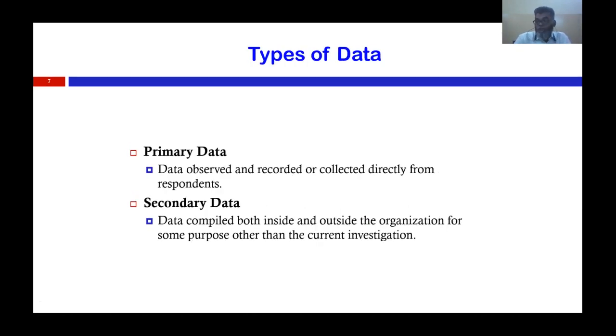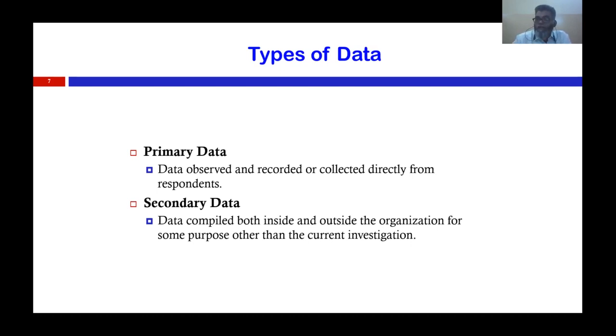And then come the types of data. What are the types of data we have? Mainly we have two kinds of data, that is primary data and secondary data. What is primary data? It is the information collected through original or first-hand research. That is data observed and recorded or collected directly from respondents, for example, surveys and focus group discussions. On the other hand, secondary data is information which has been collected in the past by someone else, for example, researching the internet, newspaper articles, and company reports.